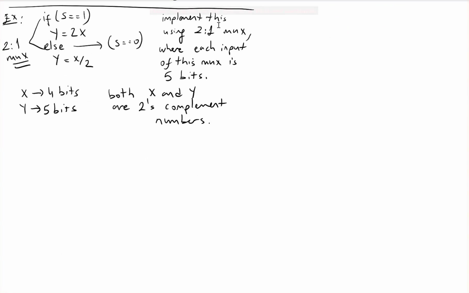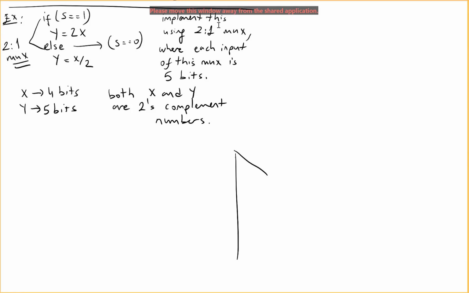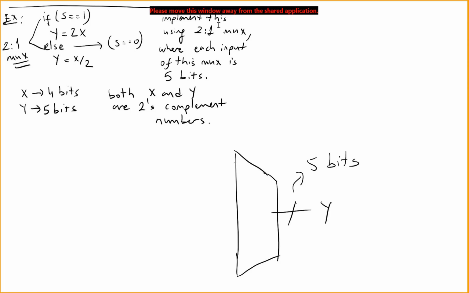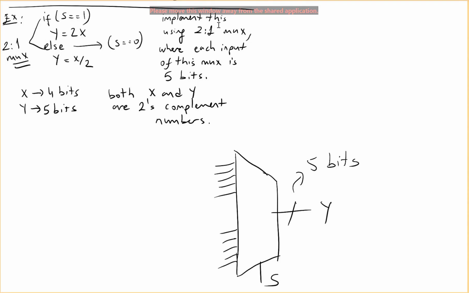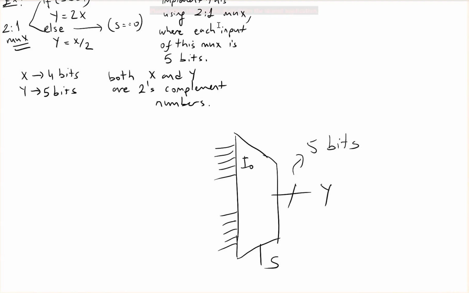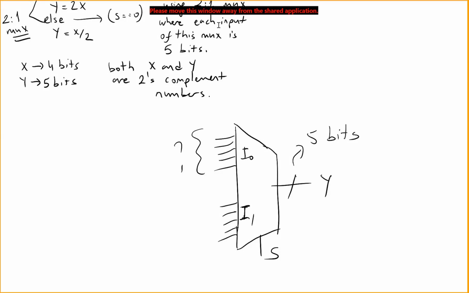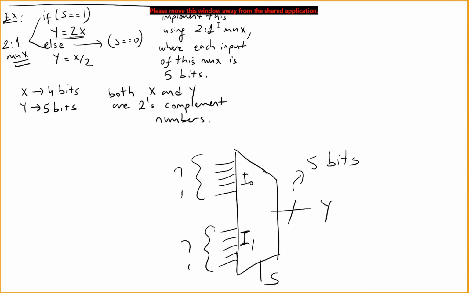Okay, so we will be implementing this, and so I will be having a multiplexer here. So this output is y and this is 5-bit, and I have 5-bit inputs here. And this is my select signal. So this is, let's say, I0 with 5 bits and this is I1 with 5 bits. So what do I connect to this port and what do I connect here to get y equal to 2x or y equal to x over 2.